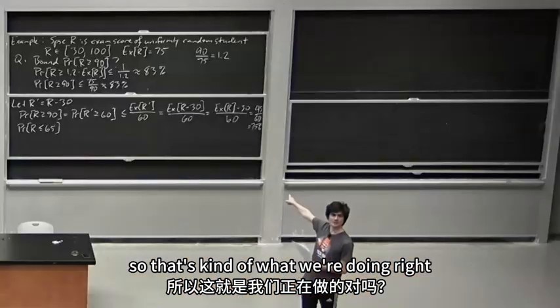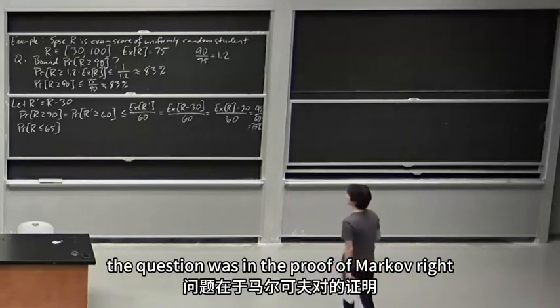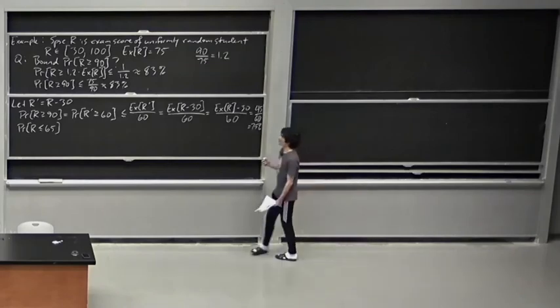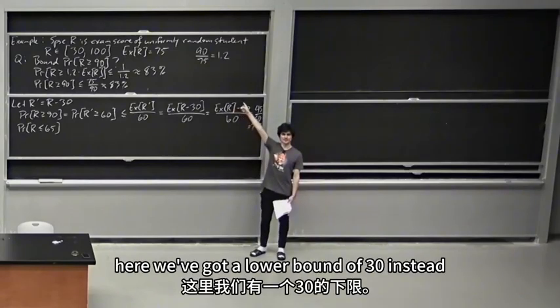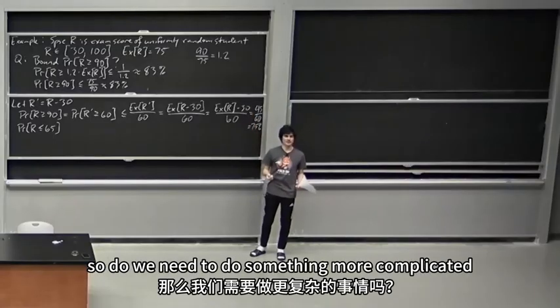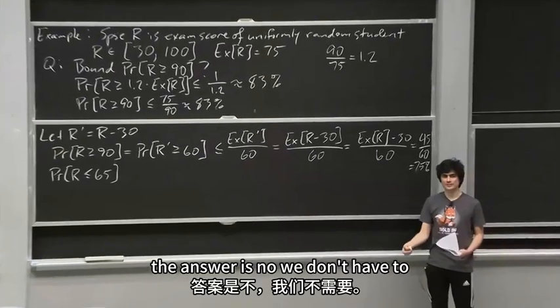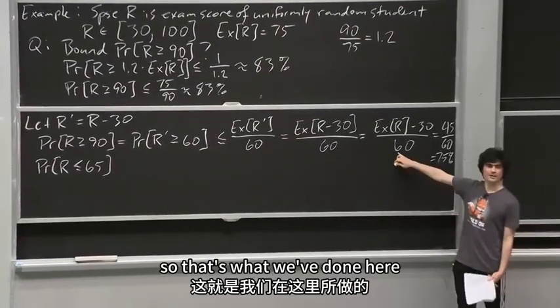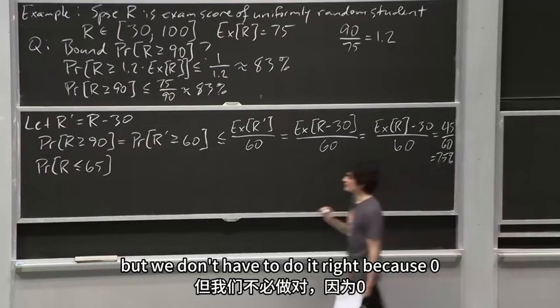So that's kind of what we're doing, right? The question was, in the proof of Markov, we're assuming that the lower bound is 0. Here we've got a lower bound of 30 instead. So do we need to do something more complicated? The answer is no, we don't have to. But if we do, it gives us a stronger result. So that's what we've done here. But we don't have to do it.